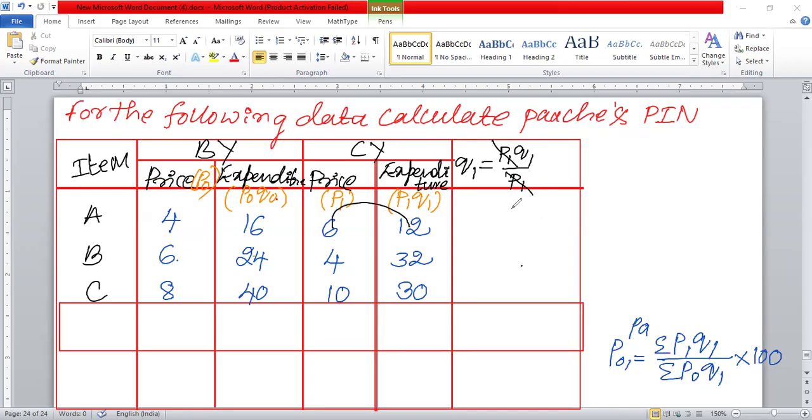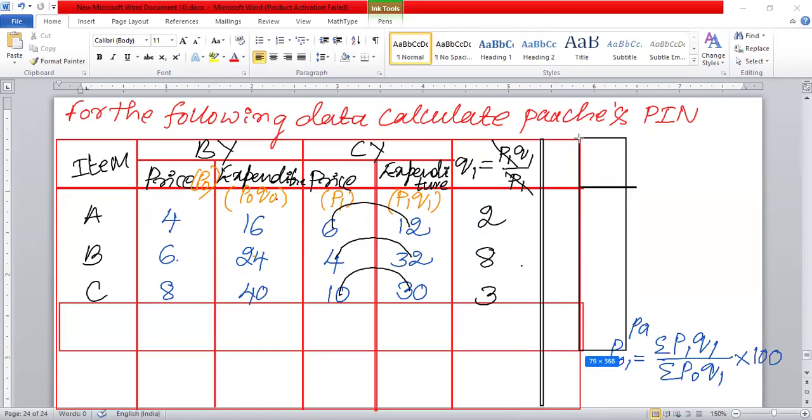12 divided by 6, 2. 32 divided by 4, 8. 30 divided by 10, 3. Correct? Okay. Now we are able to multiply two things. So what are the things? Let's see.